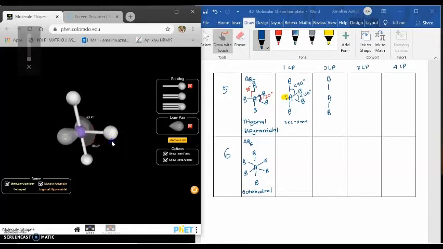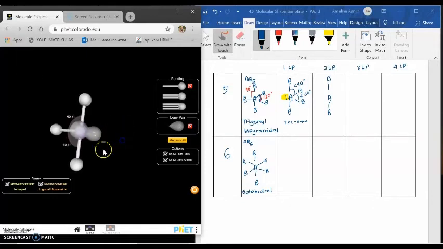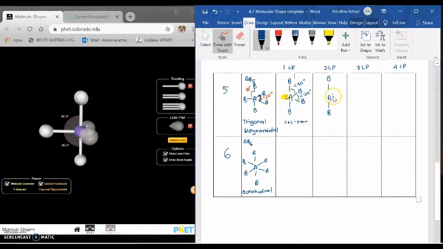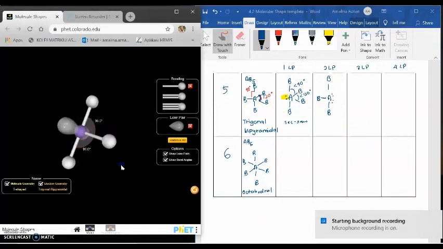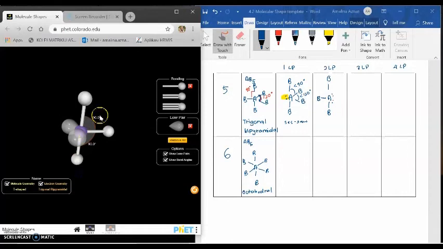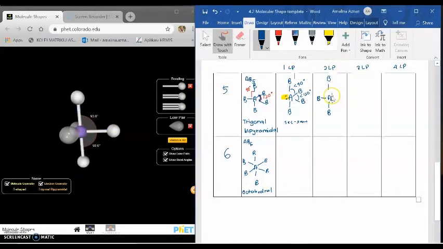So kita susunlah supaya senang kita lukis. Okay, this structure as your reference. So you have two lone pairs here and one bonding pair here. Okay, it can be vice versa lah, terbalik macam ni. Okay, up to you. Right, so the lone pair here.